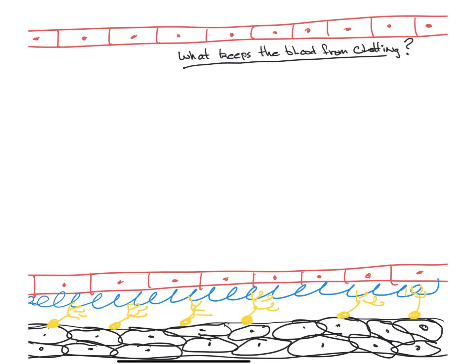Well, there are several things that do that, but basically 3 things. Number 1 is that the endothelial cells produce nitric oxide.